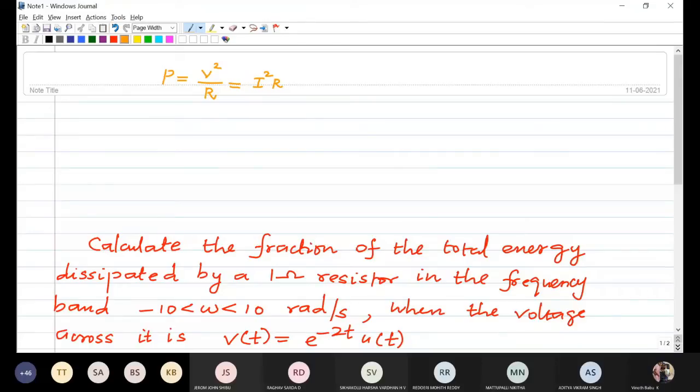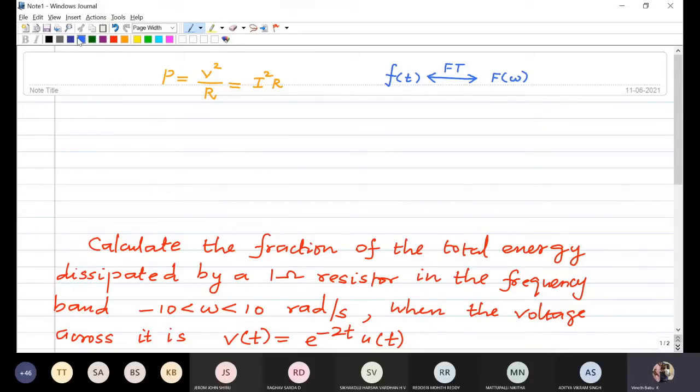Suppose you have a waveform, a signal f of t, and the corresponding Fourier transform is F of omega. Okay, how do you calculate energy or power? That is a problem here.